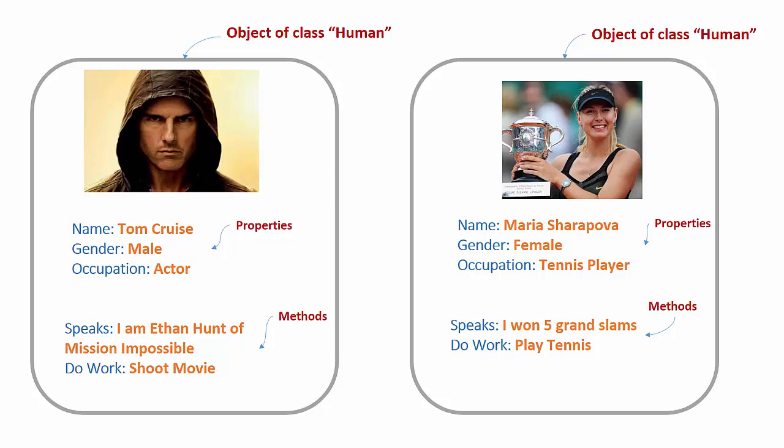common. For example, Tom Cruise has a name, Maria Sharapova has a name. But when you look at the actual value, which is the real name, they are different. For example, Tom Cruise's name is Tom Cruise. And in the second case, it is Maria Sharapova. So these names are different, but the properties are common.